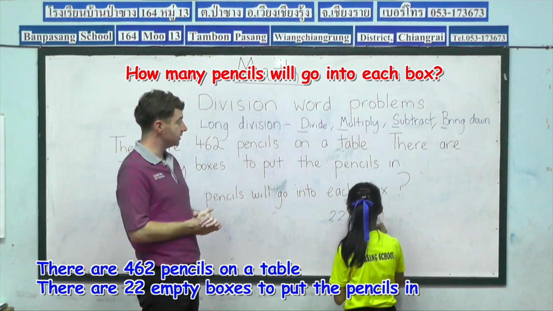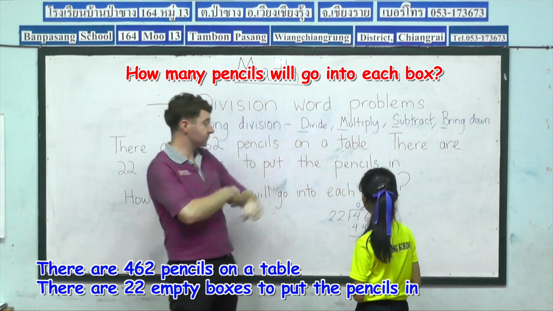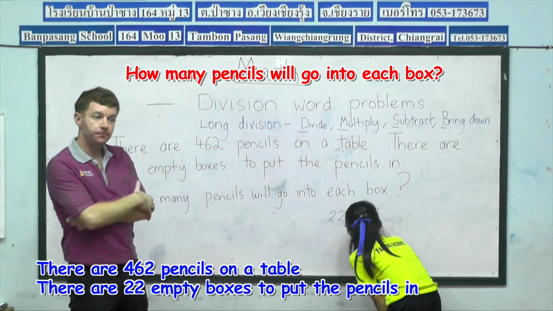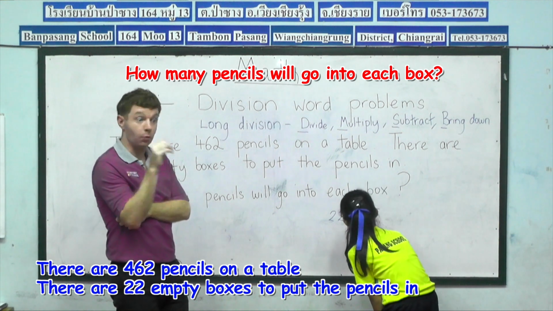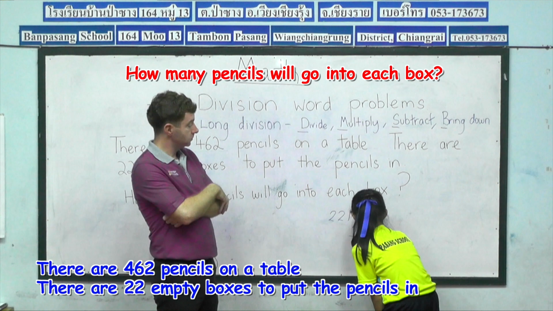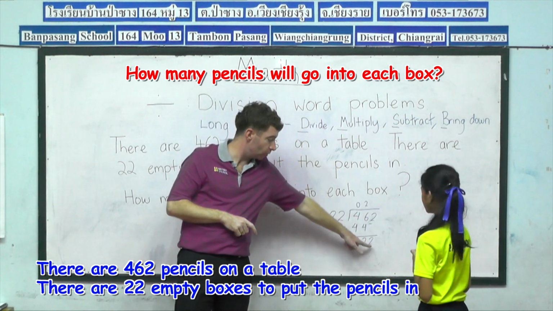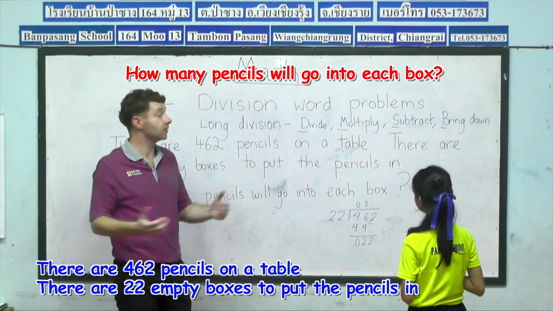Now we're ready for step number 3, subtract. 46 minus 44 leaves 2. And then we're ready to bring down. And what number do we bring down? We bring down the 2. So 2 becomes 22. And what we do is we repeat the process.